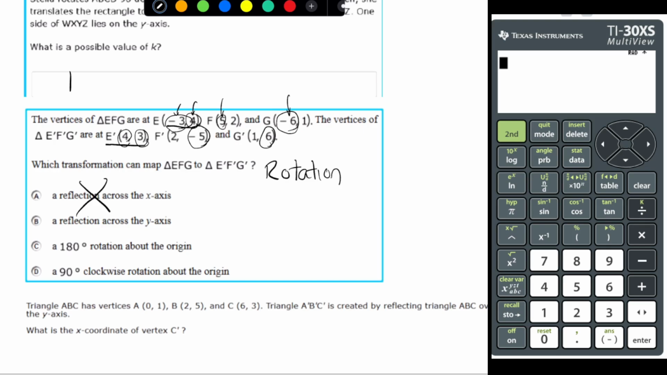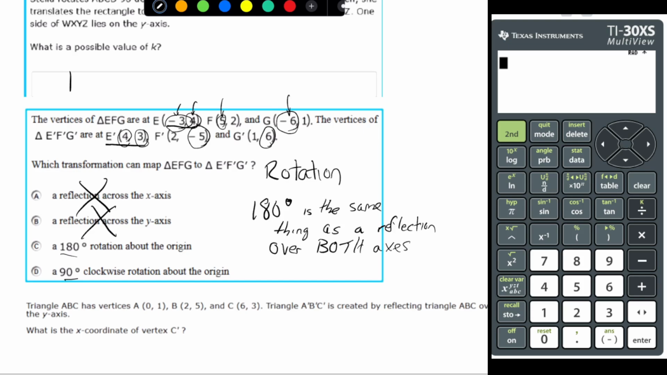So it's not a reflection. It's either a 180-degree rotation or a 90-degree rotation. And one thing you can remember, a 180-degree rotation is the same thing as a reflection over both axes. Meaning that you can do a 180-degree rotation without needing to actually rotate. You can do it by two reflections.